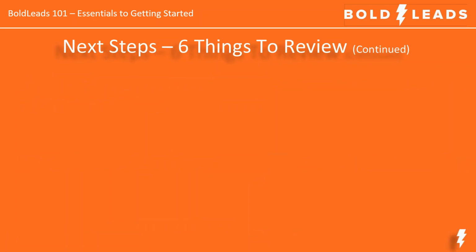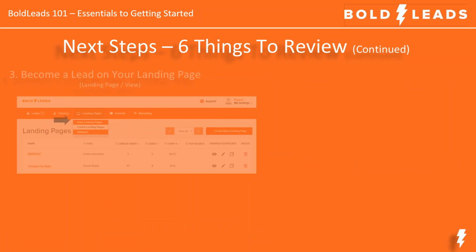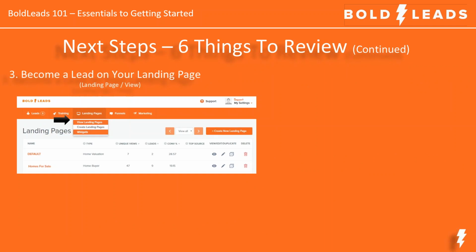All right, let's talk about next steps and 6 things to review. Become a lead on your own landing page. This is one of the easiest things you can do, and you can actually see the live landing page that we're marketing to. How do you do this? Well, you hover over landing pages, click on View Landing Pages, and click the eyeball icon there. As with everything in the BoldLeads world, the eyeball icon is going to let you view it.